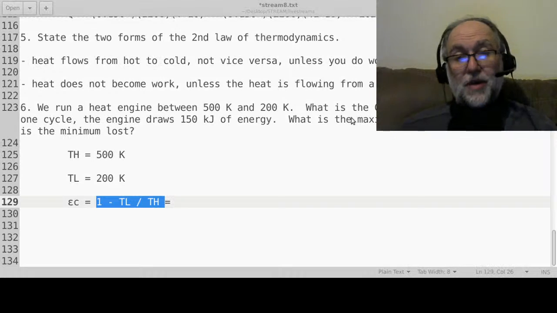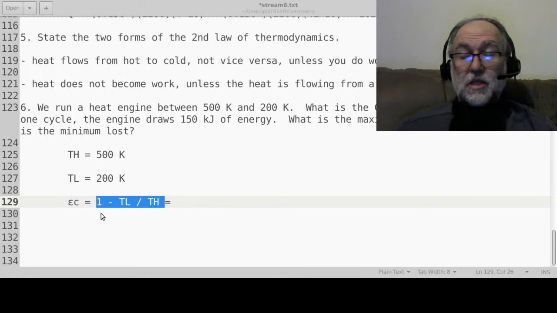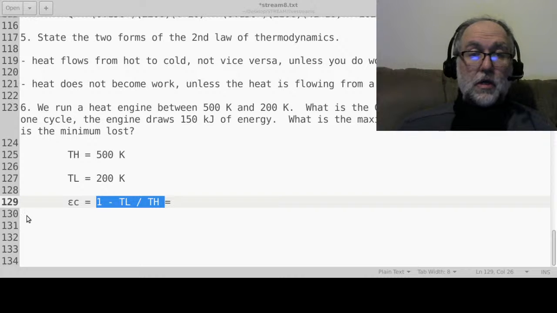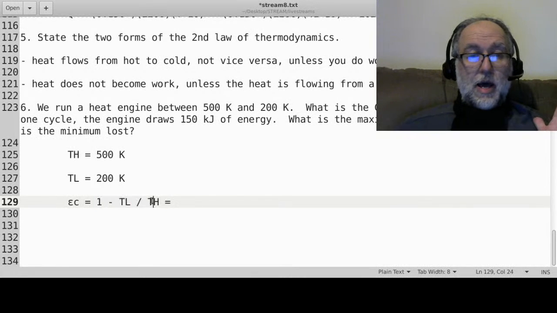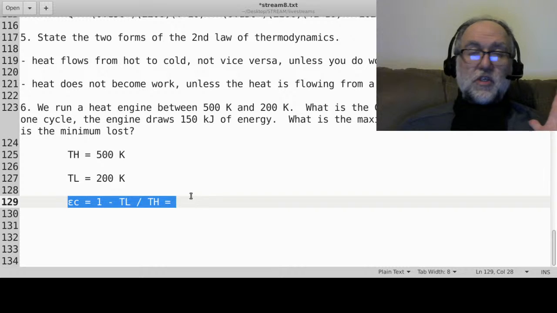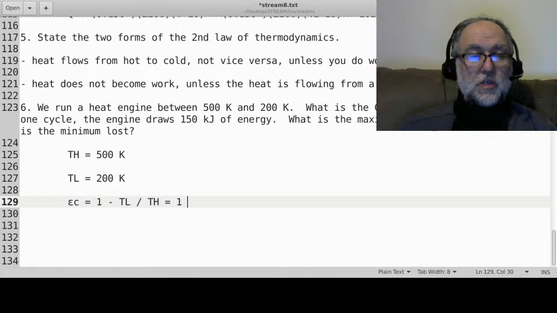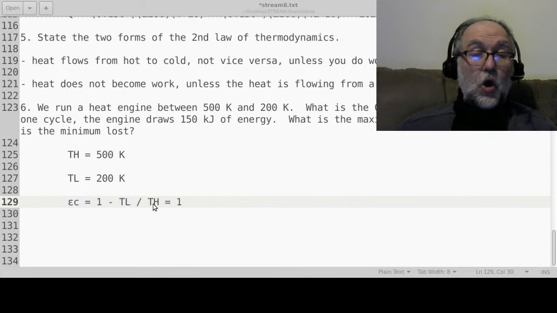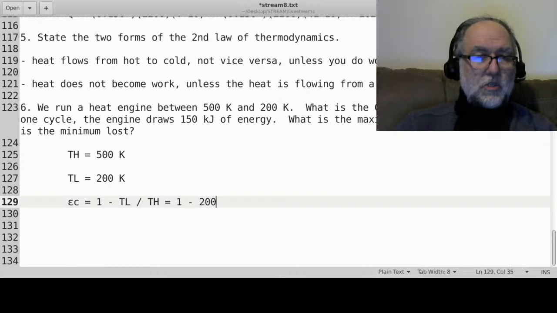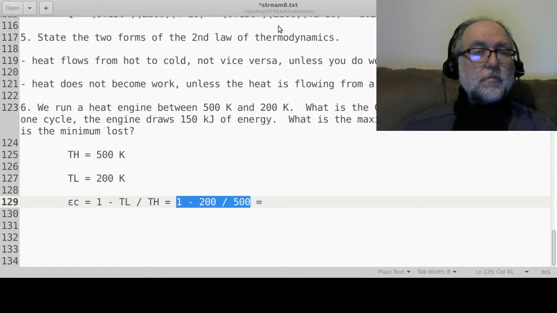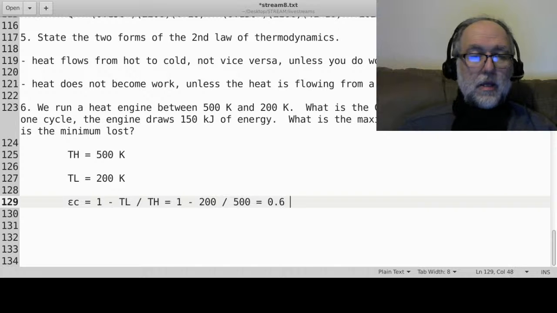Again, that comes out of a proper analysis using the ideal gas law, and you would see that you cannot possibly make an engine that runs between two temperatures, high and low, that gives you more efficiency than that. And so we can calculate that for our situation. By the way, T low and T high have to be in Kelvin. In this problem, I already gave them to you in Kelvin. If they're not in Kelvin, convert to Kelvin. So that's going to be 1 minus T low, 200, divided by 500, and that's going to equal a number which is less than 1. It's 0.6.